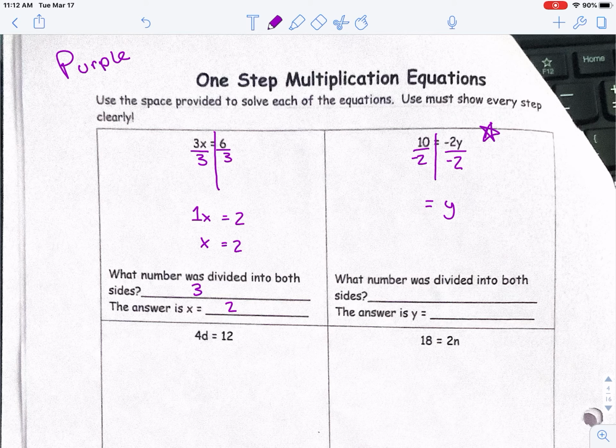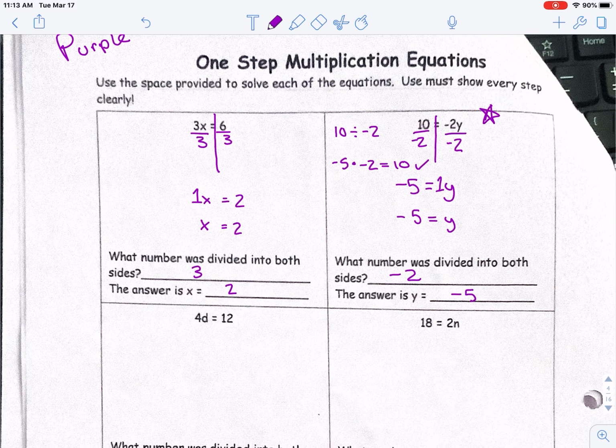Remember, any number divided by itself is always equal to 1. So again, we could write 1y if we really wanted to. And now we have 10 divided by negative 2. Hopefully you remember with your negatives, that means we are going to get negative 5. And a quick check, is negative 5 times negative 2 equal to positive 10? Yes. So we are left with y is equal to negative 5. And what number was divided into both sides? This time, make sure you have that negative sign. We had negative 2. And our answer is y is equal to negative 5.